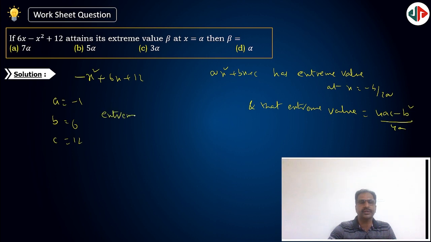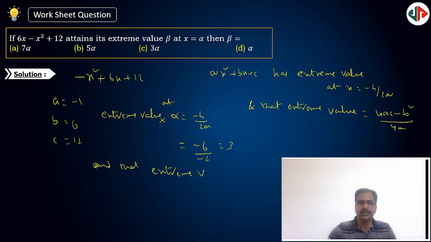So it has extreme value at alpha. So what is alpha? Minus b by 2a, which means minus 6 by minus 2, 3. And the extreme value at alpha is nothing but 4ac minus b square by 4a.